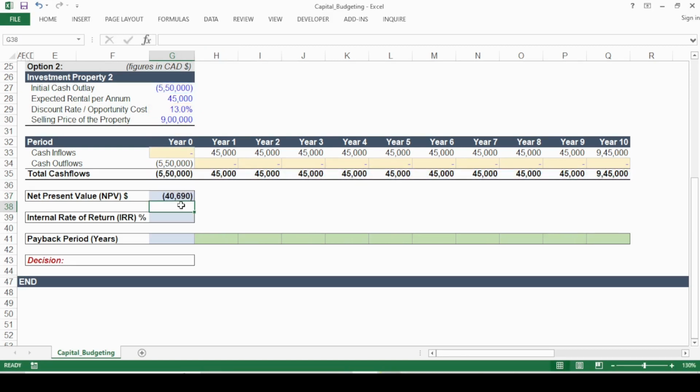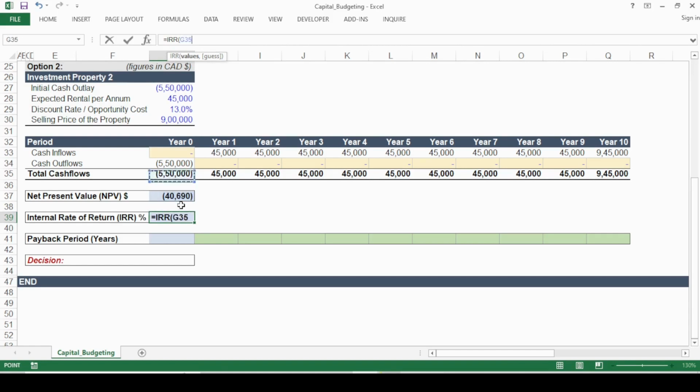Alright, as you can see, this is a negative value. So this means that the project is going to be deteriorative. It's going to decrease the cash. So on the basis of the net present value, the decision is going to be reject the project. Now let's move on to the internal rate of return and see how the values fare in this case.